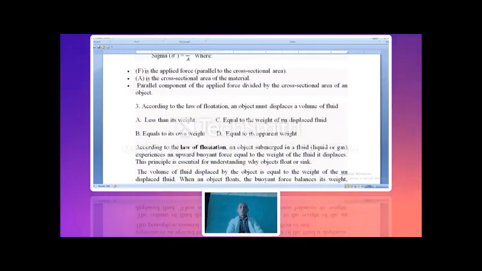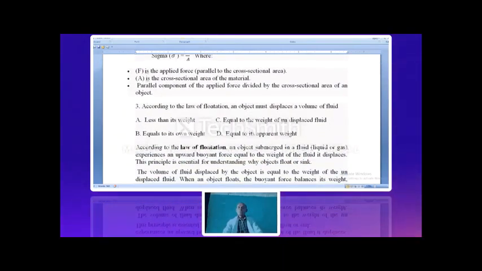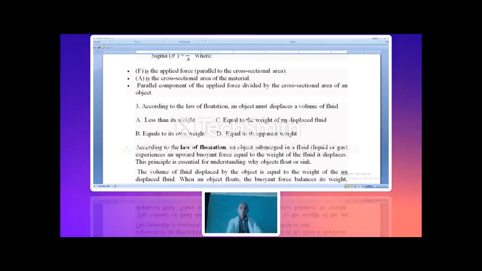Question number 3. According to the law of flotation, an object must displace a volume of fluid: choice A, less than its weight; choice B, equal to its own weight; choice C, equal to the weight of the displaced fluid; choice D, equal to its apparent weight.